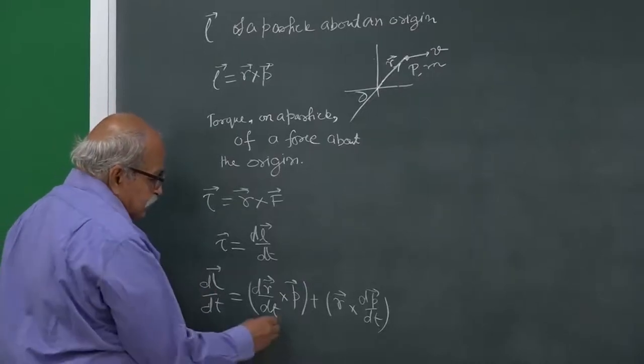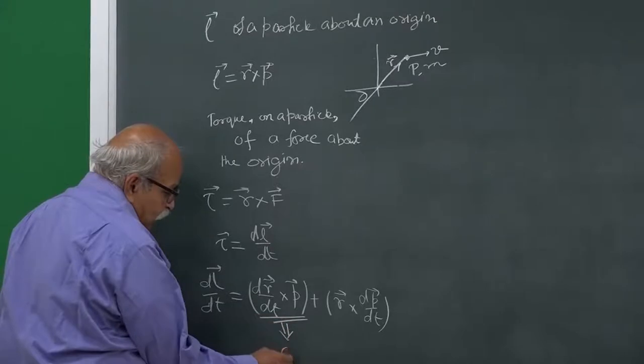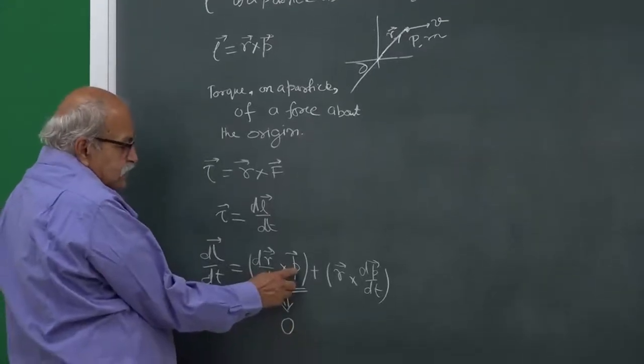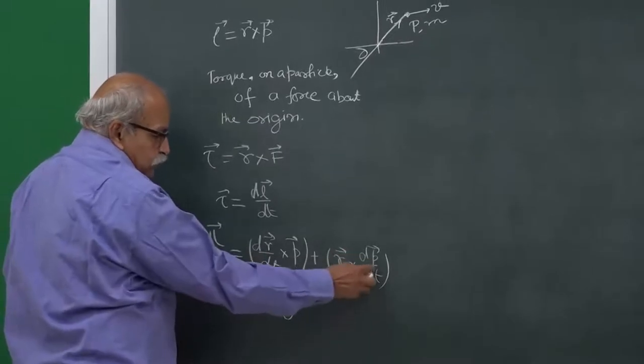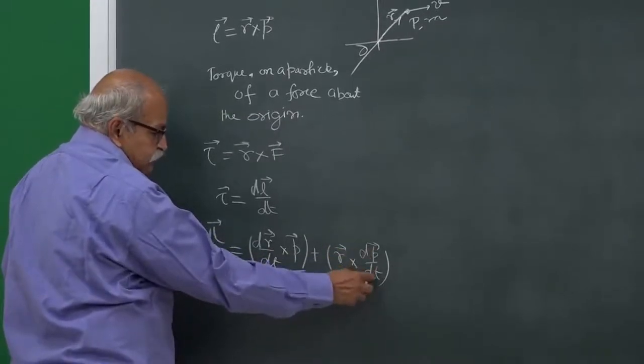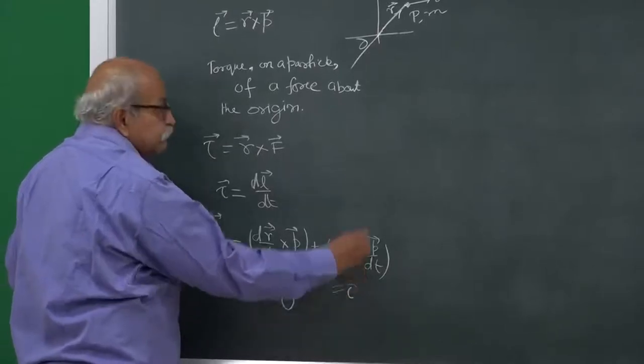And then one sees that this is 0. Why? This is parallel to velocity. This is velocity itself. So this is 0, and this is force, resultant force, dp/dt, and therefore this is equal to tau. Simple.